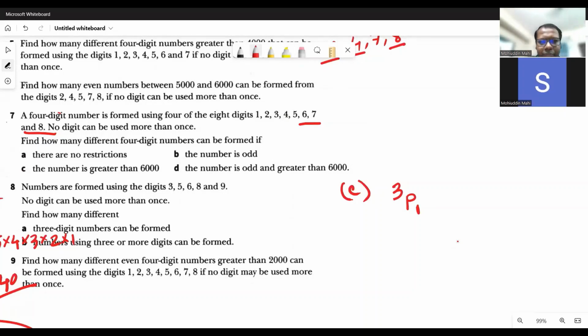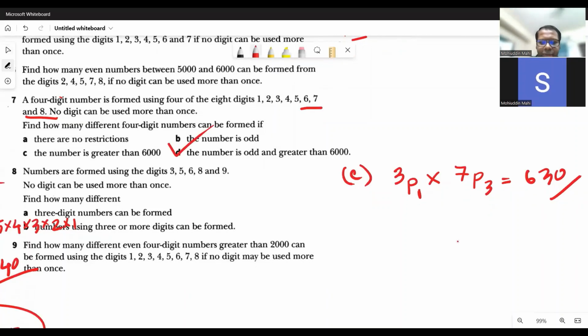And after using that number, we're left with 7 numbers. We have 7 numbers available. We have to pick 3 numbers, 7p3. The value is going to be 630. So that's easy. D. The number is odd and greater than 6,000.